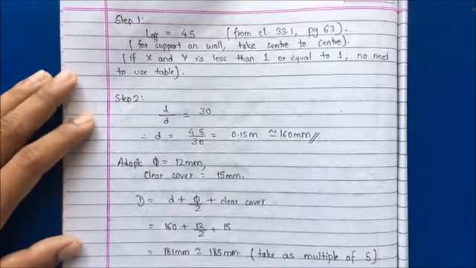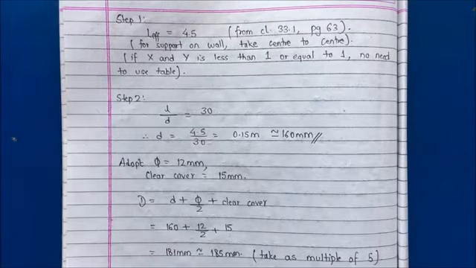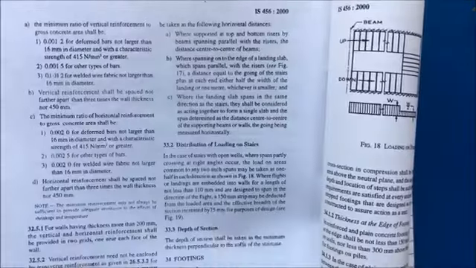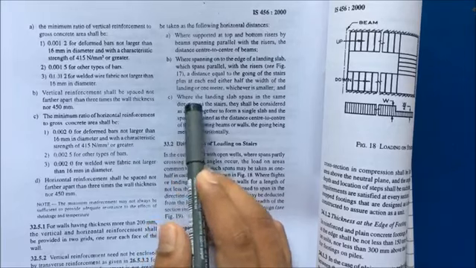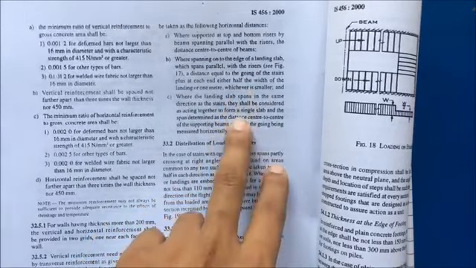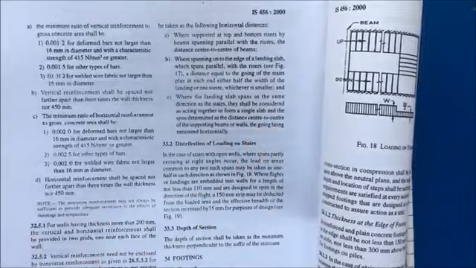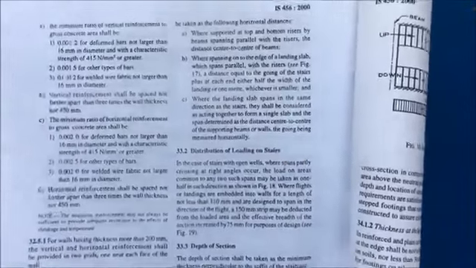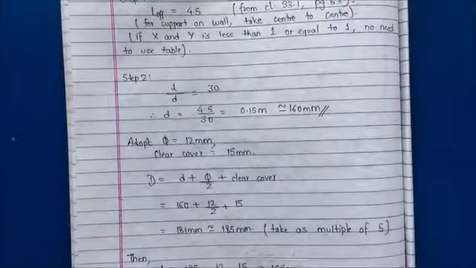So if we consider clause 33.1 on page 63 of IS 456, for our case we'll use case C, that is where the landing spans in the same direction as the stairs. They shall be considered as acting together to form a single slab, and the span determined as the distance center to center of the supporting beam or wall, and the going being measured horizontally.